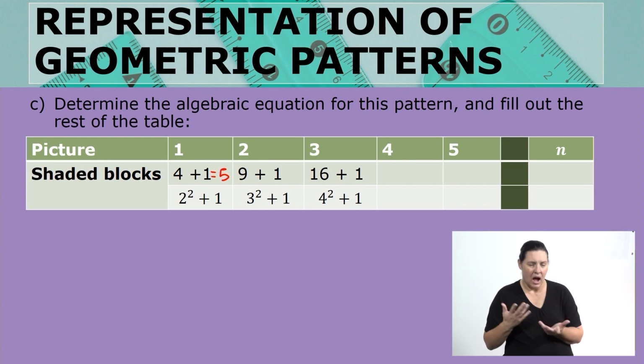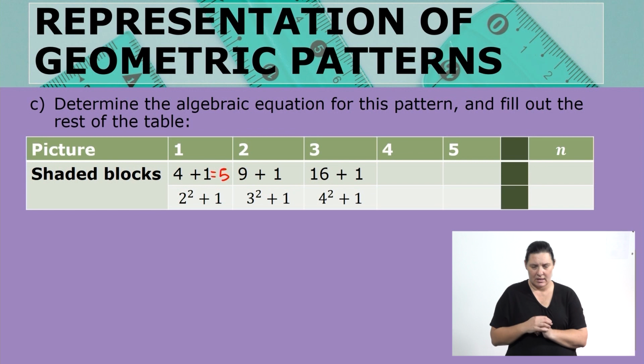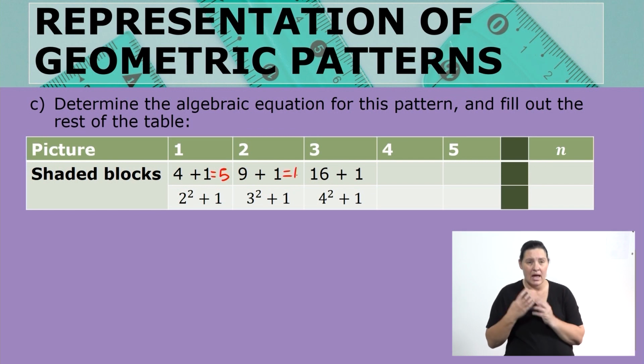Remember how we went 2 blocks across and 2 blocks down, so that is 2 multiplied by 2, which is 2 squared. We look at the next one. Remember, it had 10 shaded blocks, and that was 3 multiplied by 3 plus 1, which is 3 squared plus 1. And then we had 17 shaded blocks for the next one, which would be 4 multiplied by 4, and that is, when we add 1, that is 17.